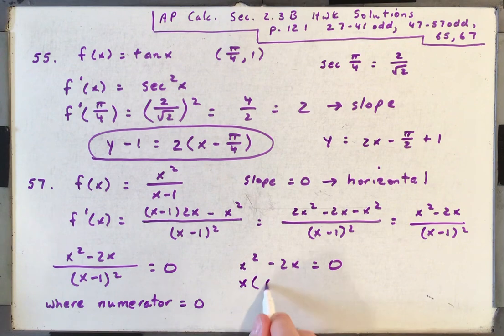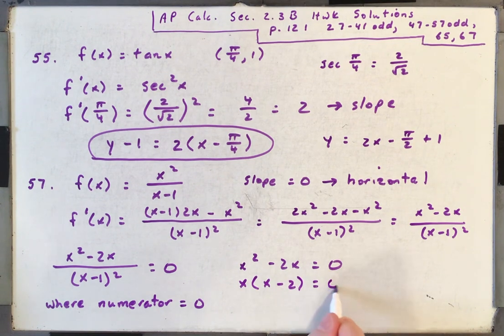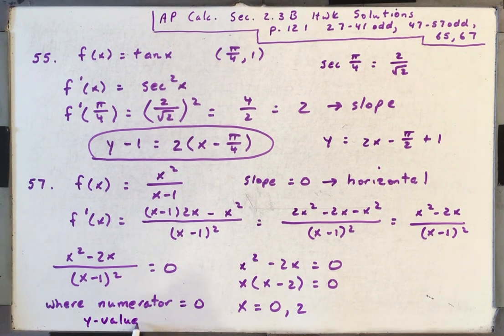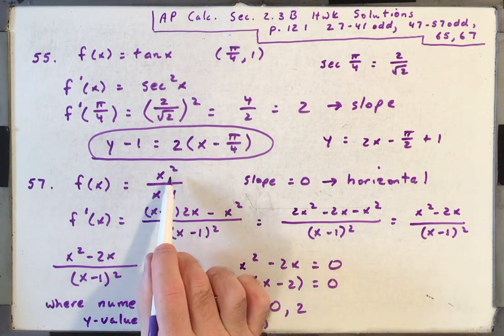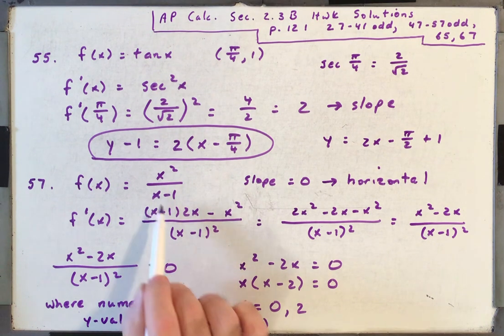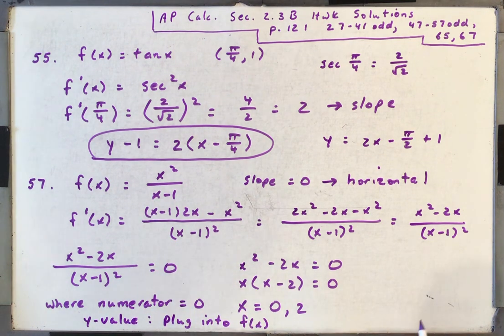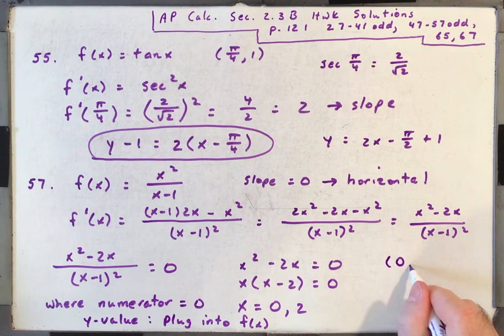We can factor out an x. And then x is equal to 0 and 2. Those are our x values. To get your y value, we got to plug into the original equation. So plug into f of x. So when x is 0, f of x is also 0. So one point would be 0, 0.